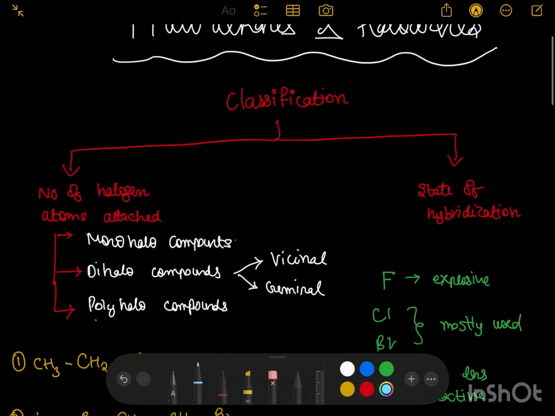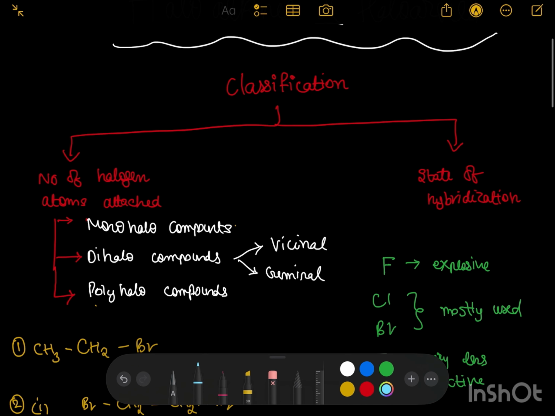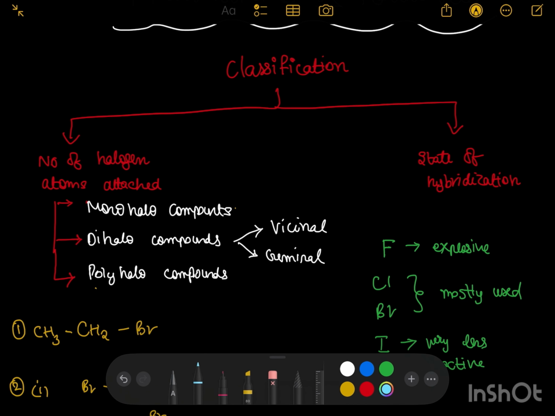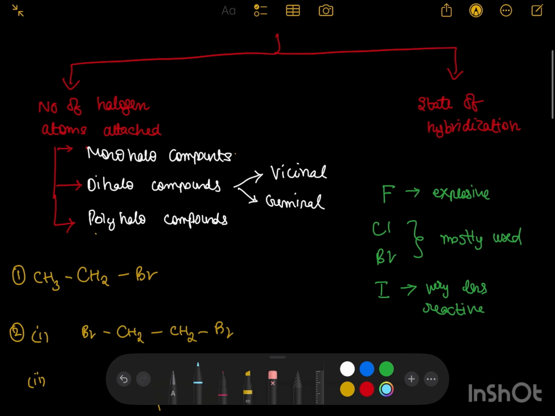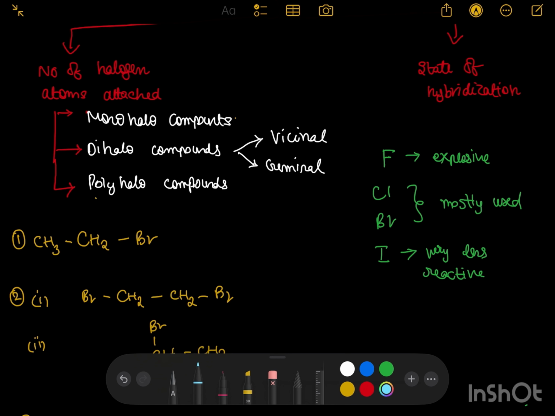Alright everyone, we'll be doing haloalkanes and haloarenes in this video. First, we're going to do basic classification, that is, number of halogen atoms attached and state of hybridization. In number of halogen atoms attached, we can see there's monohalo, dihalo and polyhalogen compounds. So it's kind of self-explanatory. Monohalo compounds are compounds that have only one halogen group.